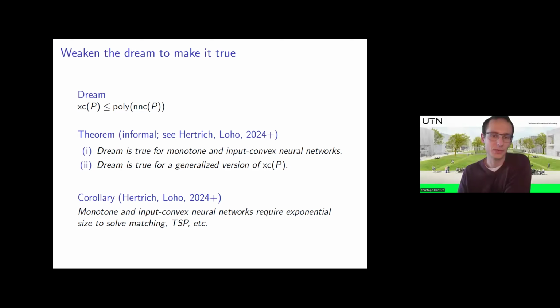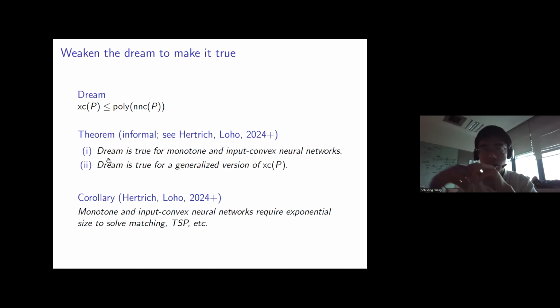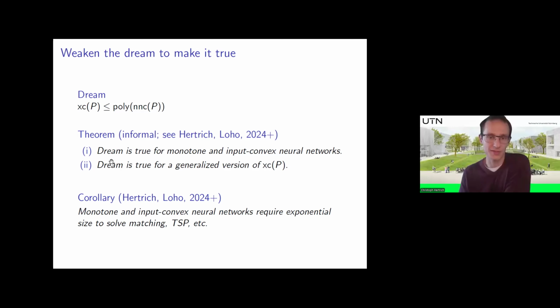Well, it's definitely something you need to think about. The way we proved our weak versions of the dream is basically we took our neural network and we constructed an explicit extended formulation for the corresponding polytope. Okay.